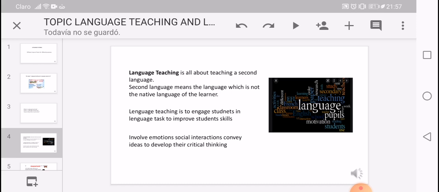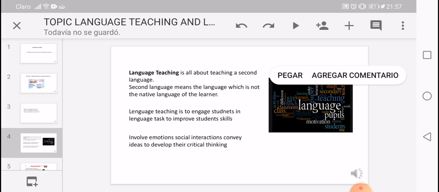With the development of information and communication technology, the area of language teaching is broadening. Now language teaching can be done with computer assistance, and even language teaching can be done without a teacher. There is much software available for teaching a language. A feature of language teaching is engaging students in language tasks to improve student skills.